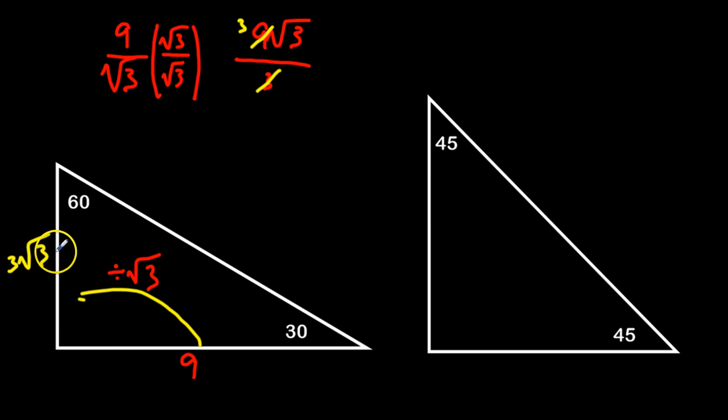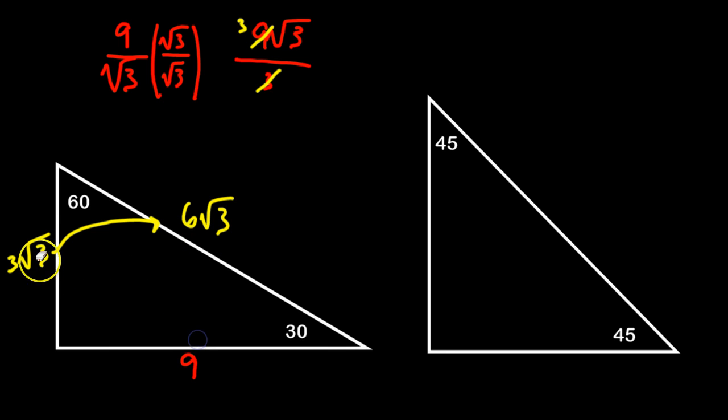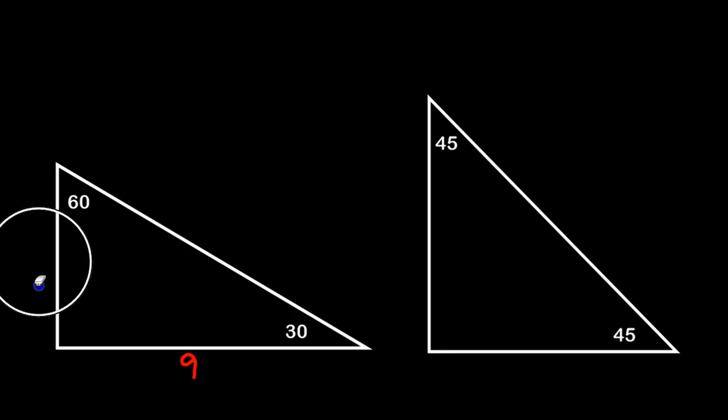Now to go from the short leg to the hypotenuse, I need to multiply by 2. So 3 root 3 times 2 is 6 root 3. You know, and that's probably the most non-intuitive scenario, to have to divide by root 3. So we started out with 9, we divided that by root 3 and got to there, and that was a short leg, and then I multiplied by 2 to go there. So those are some scenarios that you'll run into with the 30, 60, 90.